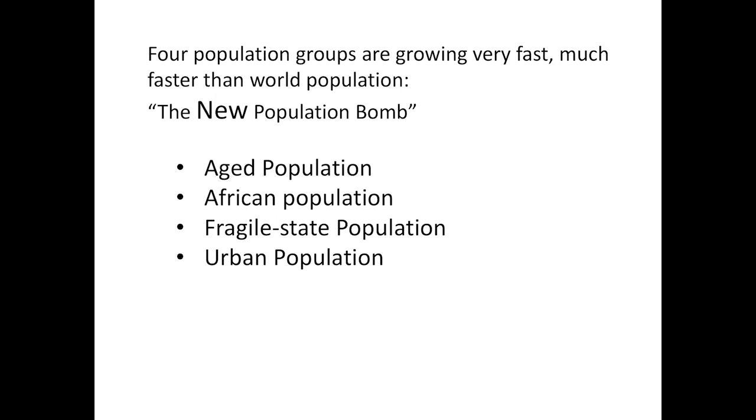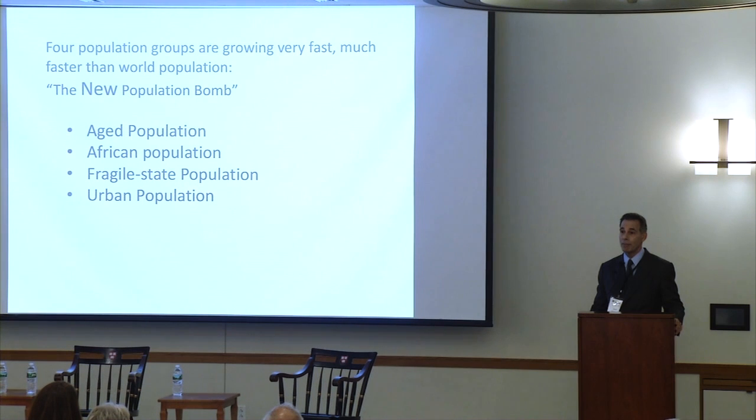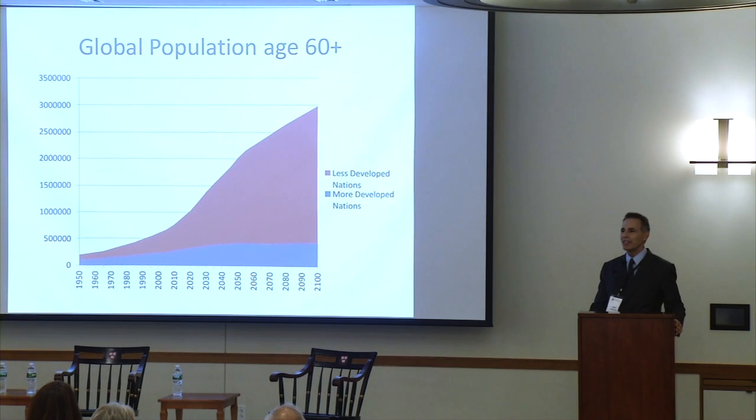Now, overall, global population growth is slowing down. The big anxieties about running out of food are probably behind us. We've managed to grow food production faster than population, and most countries now have fertility rates at or below replacement. Nonetheless, there are 4 groups of the population that are still growing very fast. These are the aged population in Africa, the population in so-called fragile states, and the urban population. Since I only have 15 minutes, I'm only going to talk about the first 3, and that will be tough enough. But let's look at the magnitudes here.